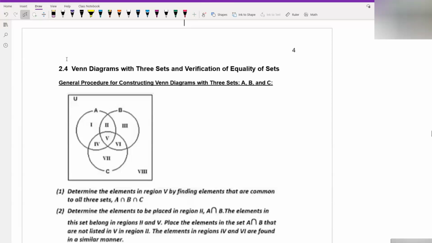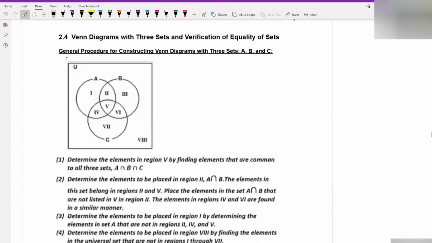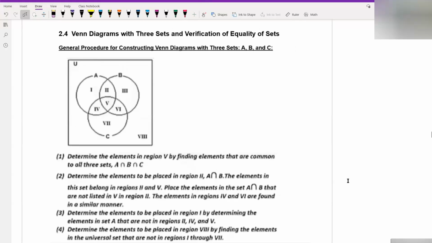Venn diagrams with 3 sets. So here we have a Venn diagram. They have A, B, C. I'm going to summarize what I have here and the writing steps. I will write what all these are.